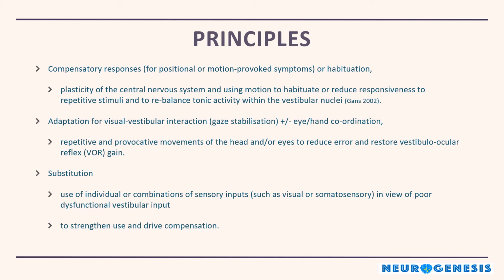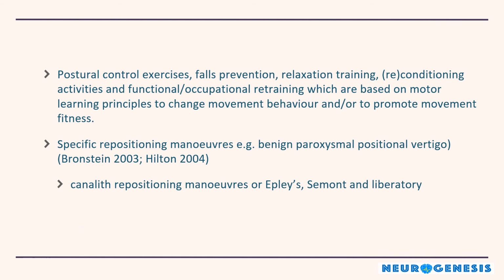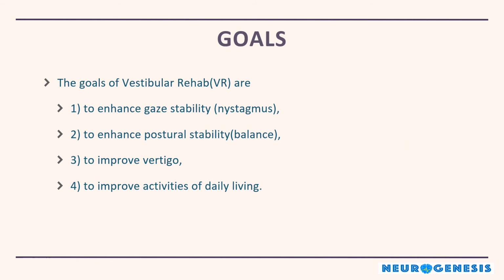Okay, if all of this fails, like he doesn't have a strong vestibular component, then you will have to substitute with other sensory inputs like the vision and the somatosensory. We also look into postural control exercises such as improving the trunk, when the patient sits and stands, improving dynamic balance. This will improve falls prevention. If the patient has anxiety, look into relaxation training. Don't forget the specific maneuvers. Remember, it's all about goals.